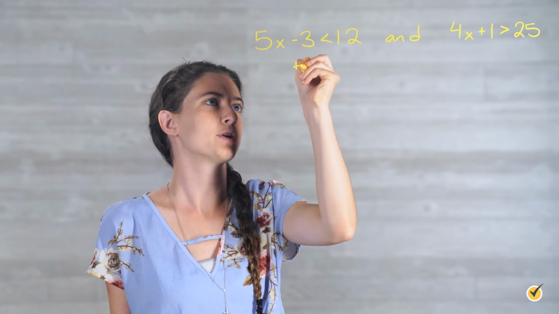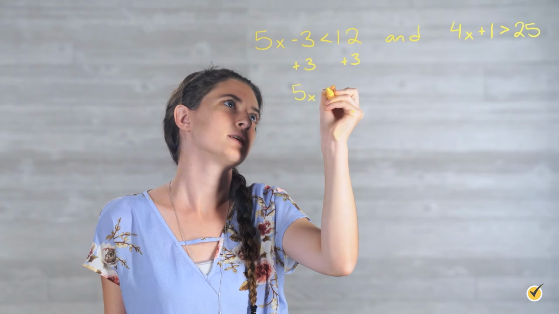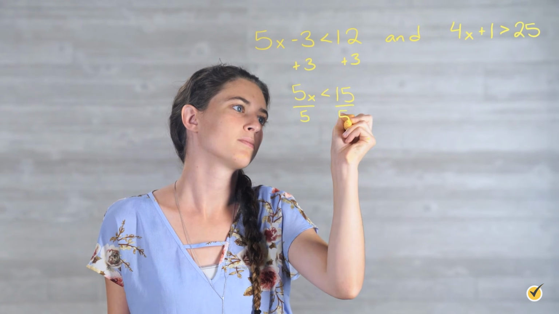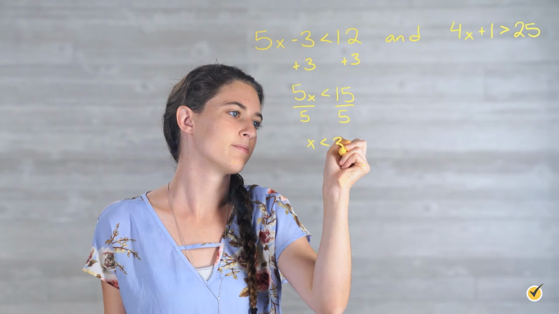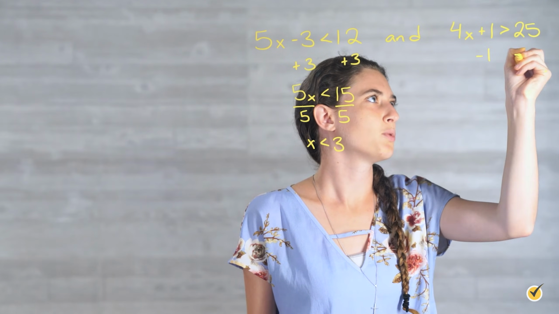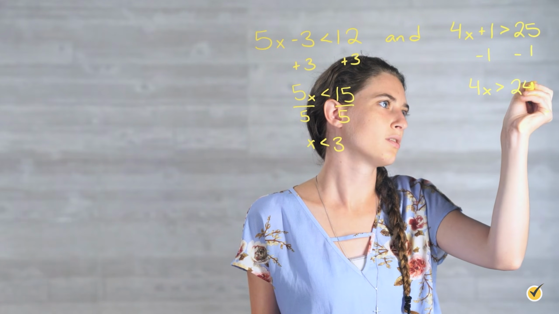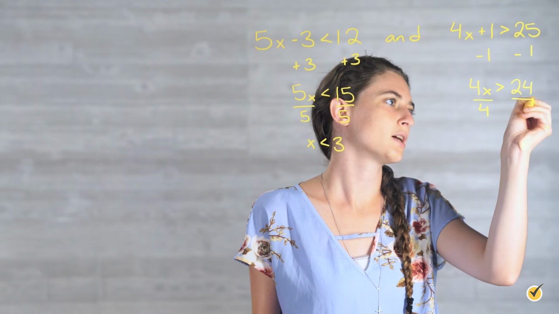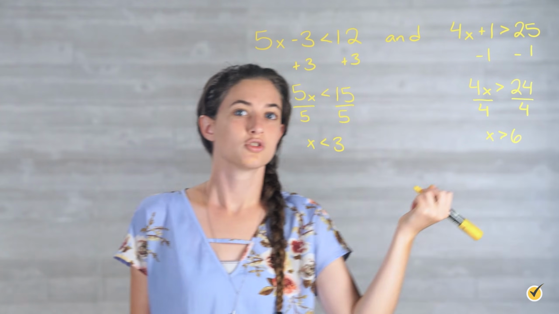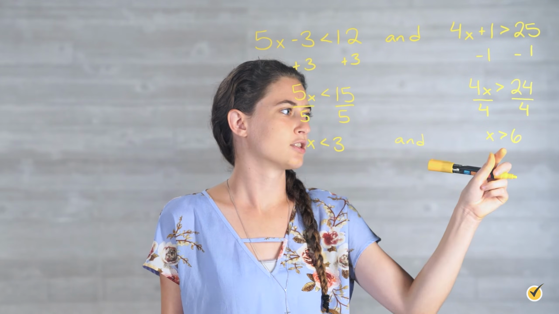So let's start by adding 3 to both sides of this inequality. This gives us 5x is less than 15, and divide by 5 on both sides to get x is less than 3. Now let's move to this inequality over here. We're going to subtract 1 from both sides. That gives us 4x is greater than 24, and then divide by 4 on both sides. x is greater than 6. So our solution is x is less than 3 and x is greater than 6.